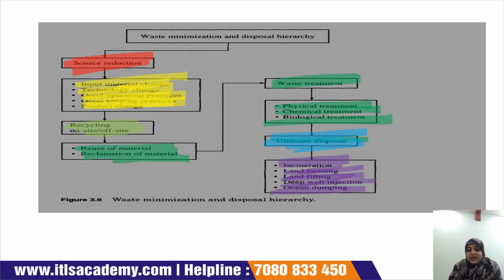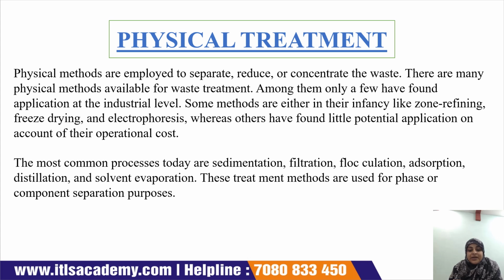Now come to the next one. Physical treatment. This is the first method for the treatment of the waste product. The first one is physical treatment. We all know that the physical method is used so that we separate the waste and reduce the concentration of the waste. Physical methods are employed to separate, reduce, or concentrate the waste.